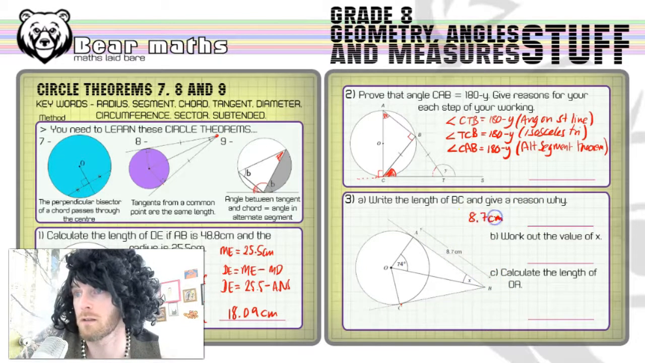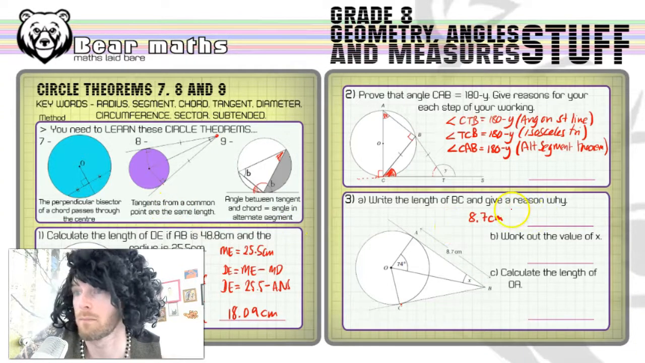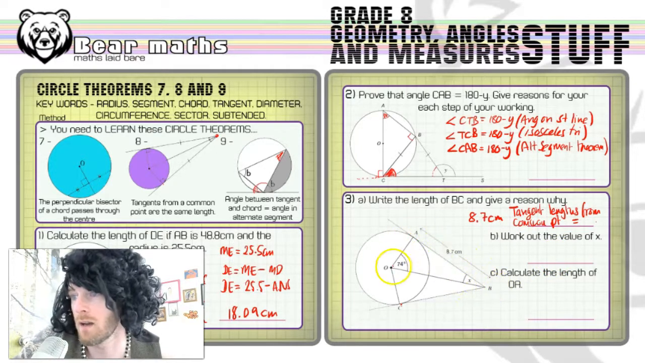8.7 centimeters, and then we're just going to say tangent lengths from a common point are the same. So tangent lengths, okay, just put equal. Now work out the value of x. So x is here. All right. Now what we've got again is a right angle triangle.